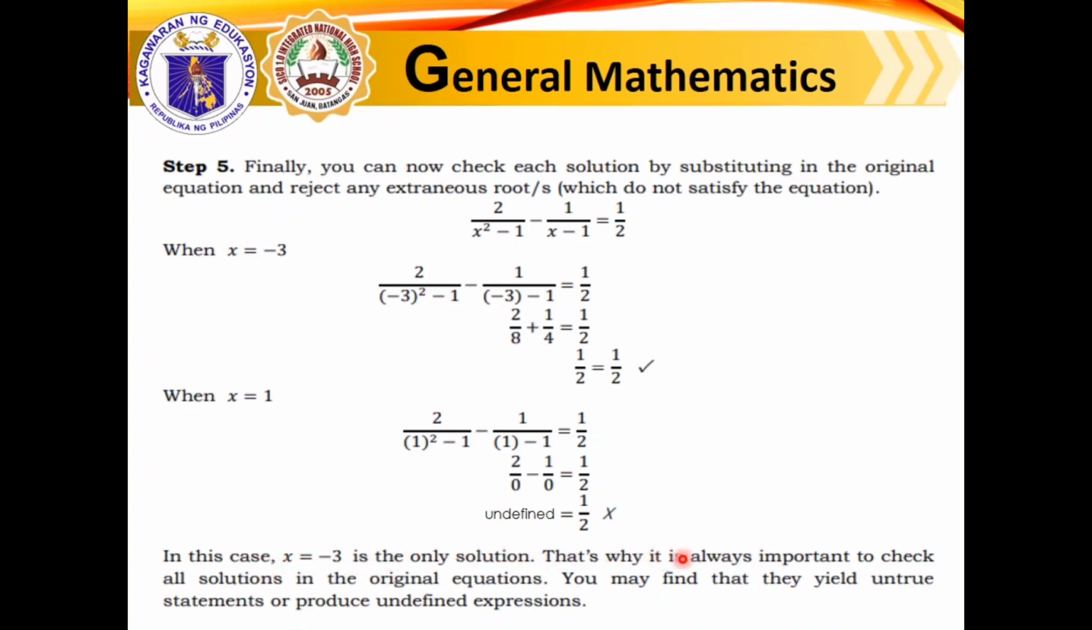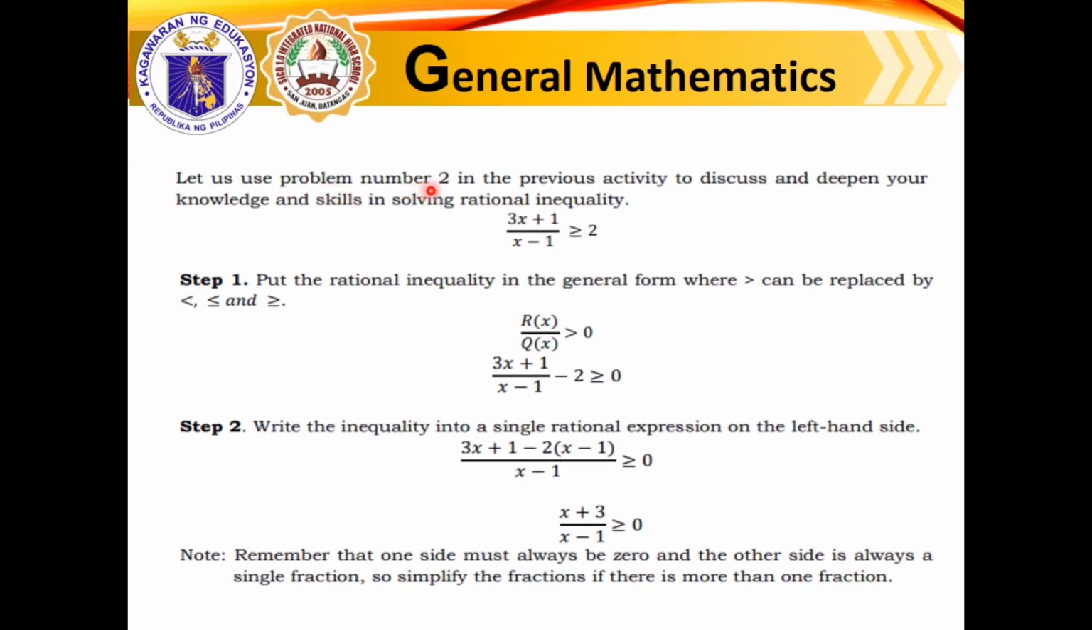That's why it is always important to check all solutions in the original equations. So you may find that they yield untrue statements or produce undefined expressions. So let us use problem number 2 in the previous activity to discuss and deepen your knowledge and skills in solving rational inequality. So the original rational inequality is 3x plus 1 all over x minus 1 is greater than or equal to 2.